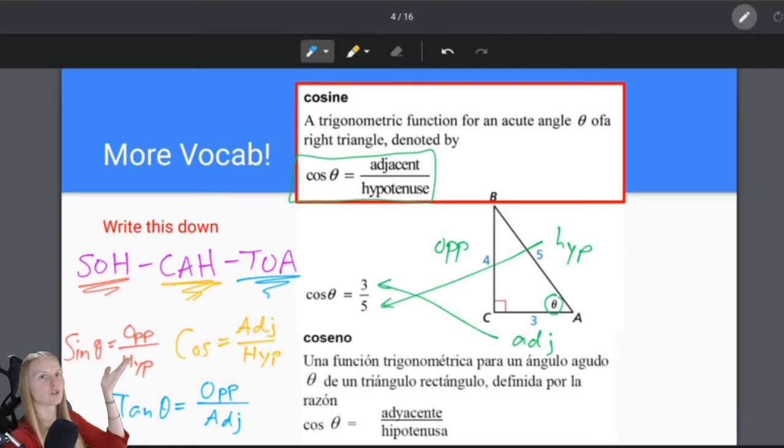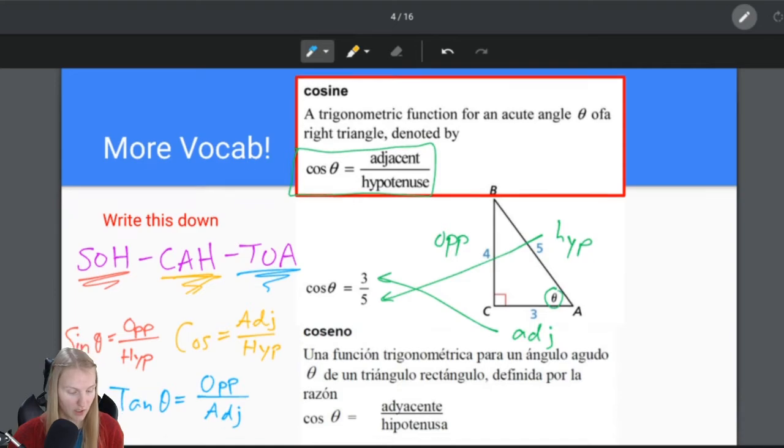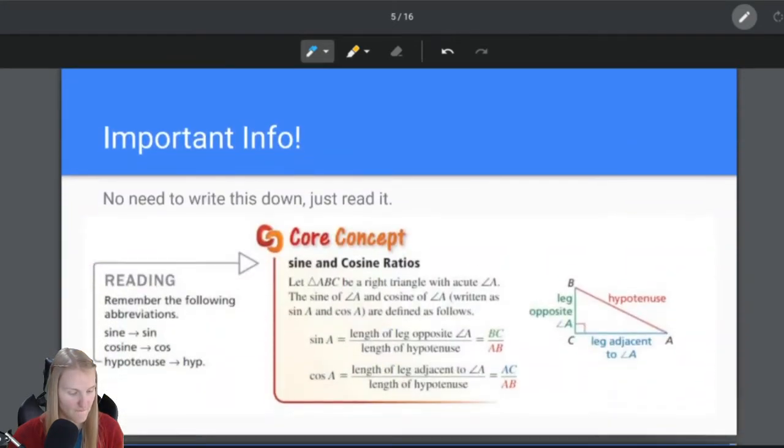So this is where our SOH-CAH-TOA comes from. It is a nice, easy way to remember which one is sine, which one is cosine, and which one is tangent. So, fear not if you were worried about remembering everything. Just remember SOH-CAH-TOA. And rewatch the Get Triggy With It video if you needed to. Okay, those are our vocab words for today. Let's put them all together.